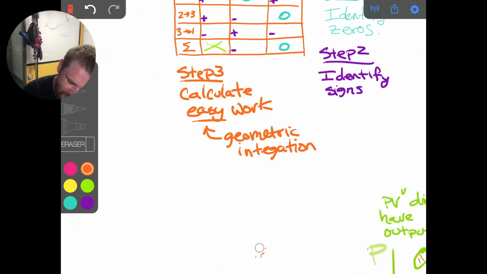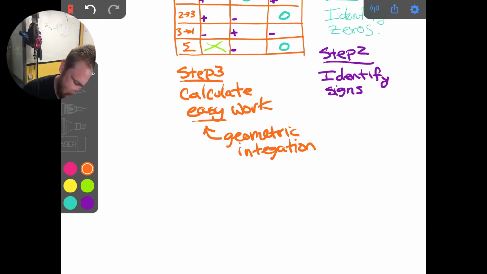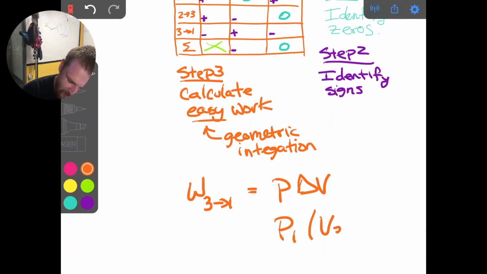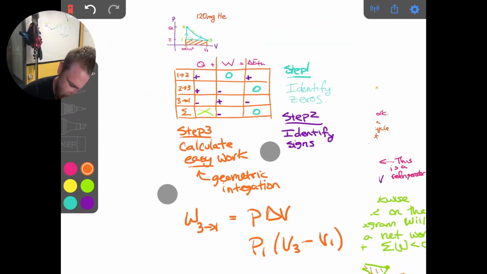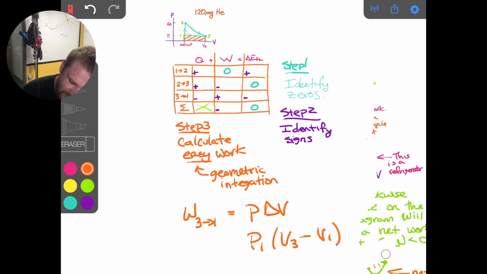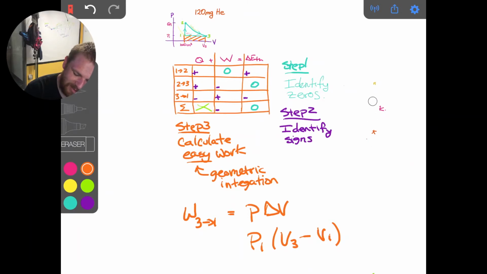All right, so in order to calculate the work from 3 to 1, it's just the area of that rectangle, which is going to be equal to P1, which is the same as P3, so I'm just going to call it P1, times delta V, which is going to be V3 minus V1. V1 is given to be 1,000 cubic centimeters. Okay, well, we need to figure out what P3 is. So we got to fall back now on the ideal gas law and figure out our state variables at each point.